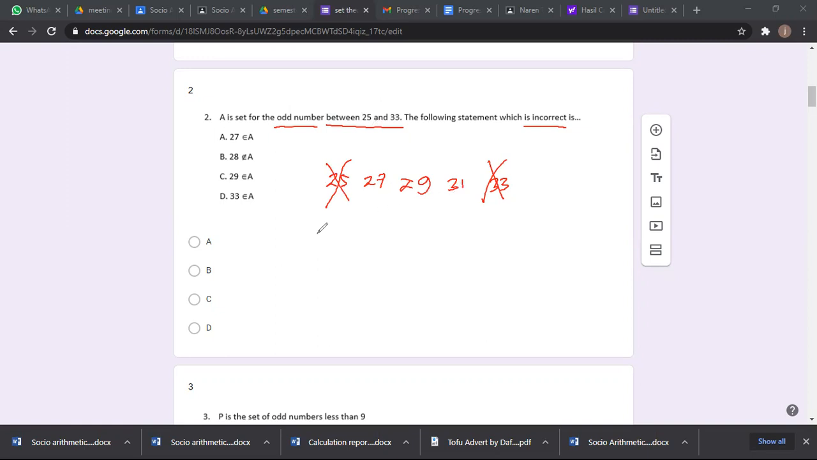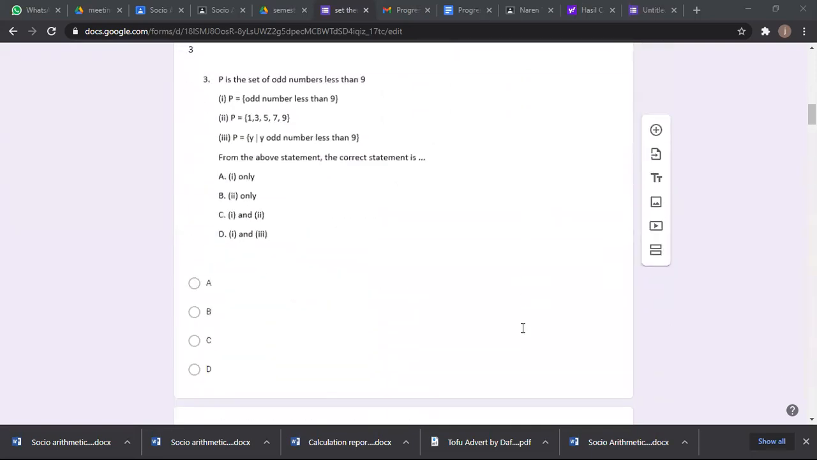And then you have to know about this one. This is the symbol for the element. If it is an element of the set, we will use this sign. If not an element, we will use this sign. So this is correct, this is correct, this is correct, and this is not correct. So the answer is D. Okay. Next, we move to number three.